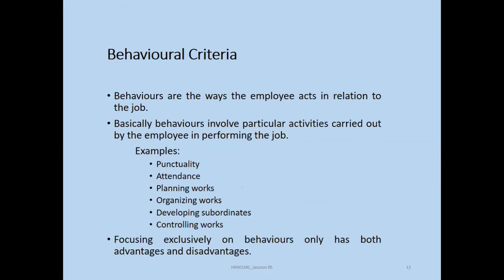The second type of performance evaluation criteria is behavioral criteria. Behavior, you are already aware of that. Behaviors are the way the employee acts in relation to the job. Here, we are examining employees' behaviors to do the performance evaluation. How do you evaluate employee performance? By examining employees' behaviors. That is behavioral criteria.